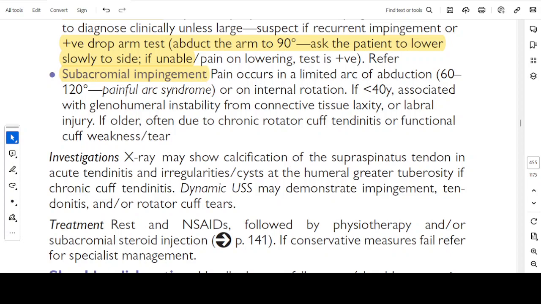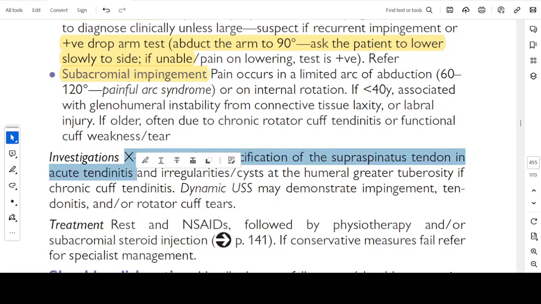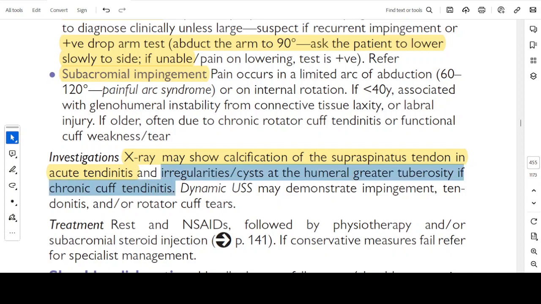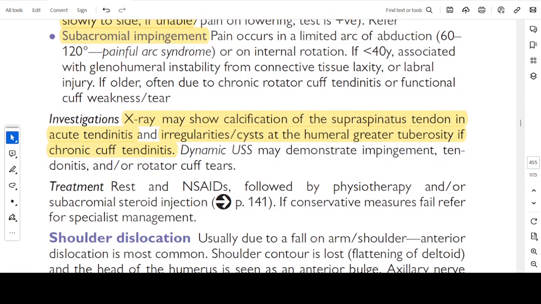Investigations. X-ray may show calcification of the supraspinatus tendon in acute tendinitis, and irregularities or cysts at the humeral greater tuberosity if chronic cuff tendinitis. Dynamic ultrasound may demonstrate impingement, tendinitis or rotator cuff tears.